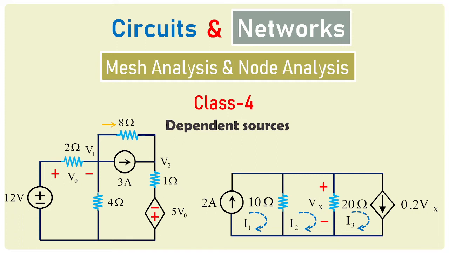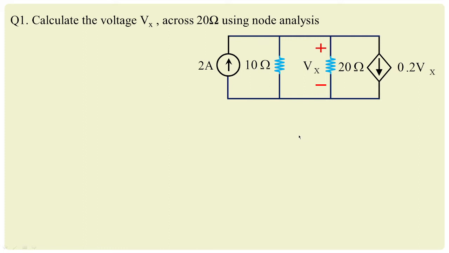What happens in dependent sources? You can see in these two examples, there is a dependent voltage source which is 5V0 whose dependency is shown across 2 ohms. Whereas in this problem, there is a voltage dependent current source whose dependency is across 20 ohms. So how do we solve this kind of problems? So let's start with the first problem.